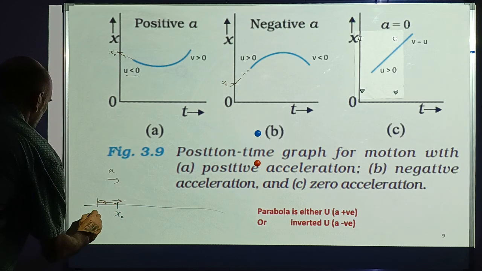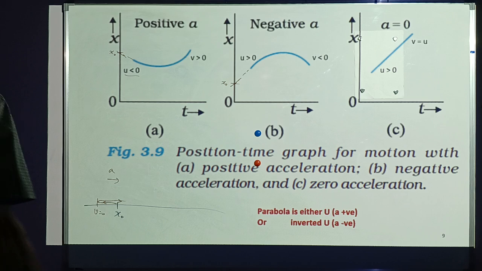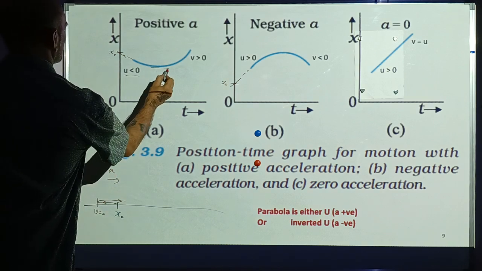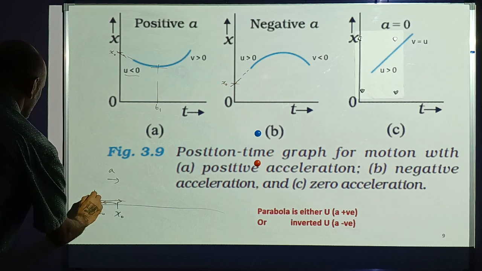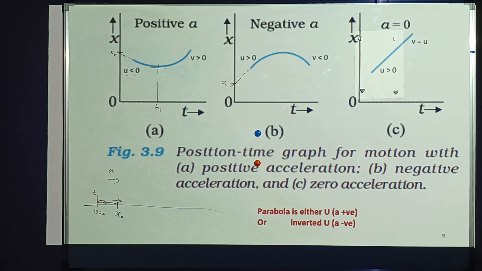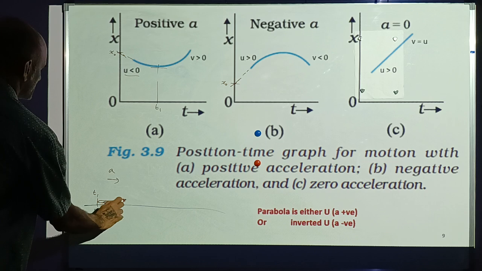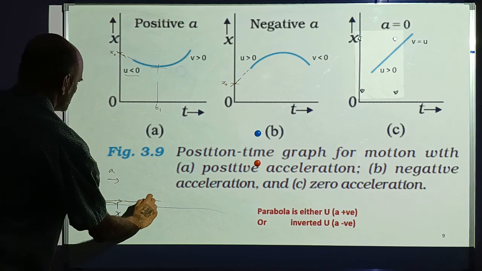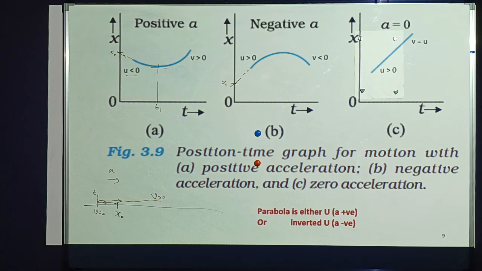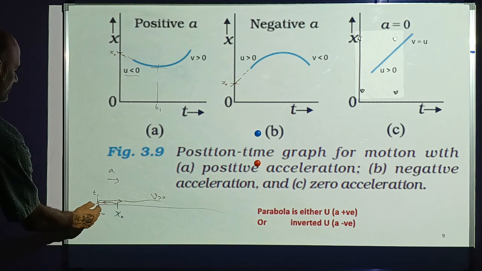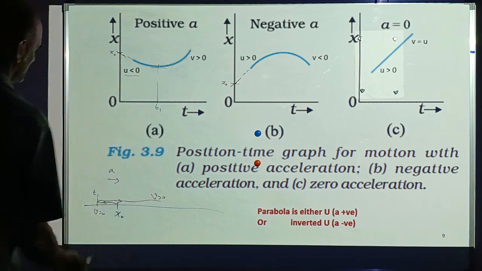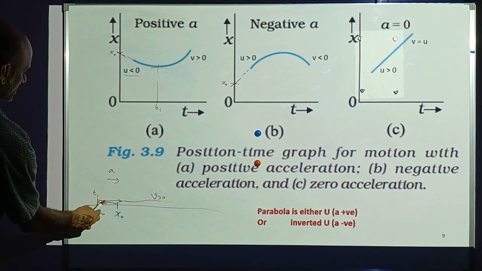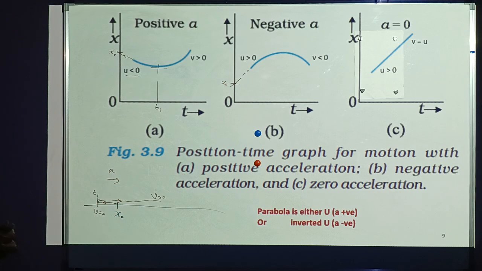So at this turning point, the velocity is 0. Suppose this time is t1. So this is the time instant t1. After this point, the velocity is positive and keeps on increasing. Here velocity is, say, v greater than 0. From here to here, v is less than 0. After that, v is 0 here, and then v is positive. So initially negative velocity, 0, and then positive velocity. So this is this motion.